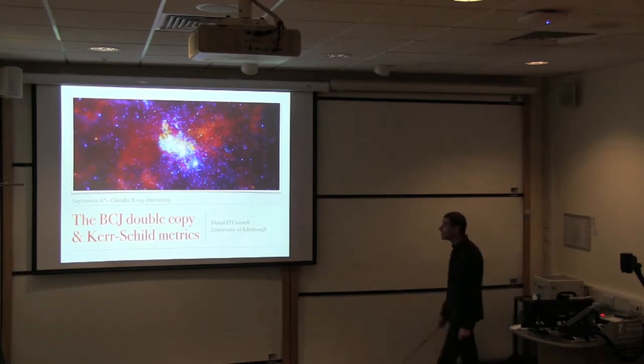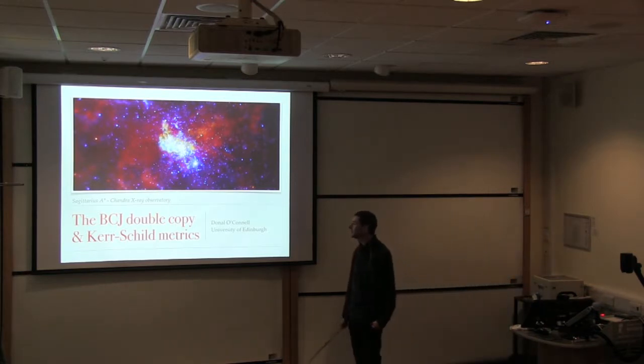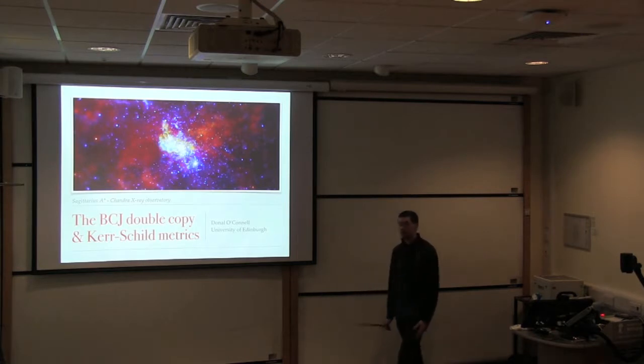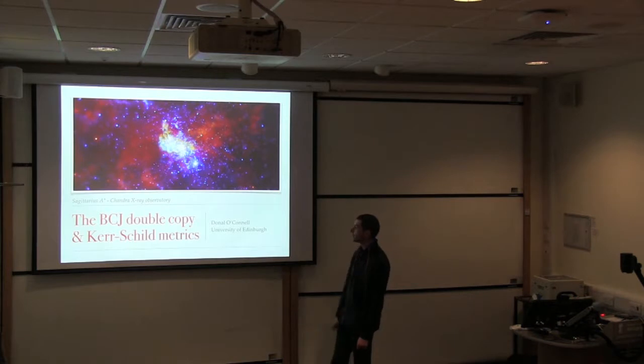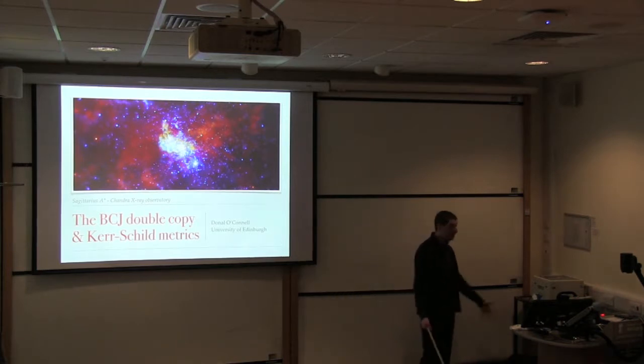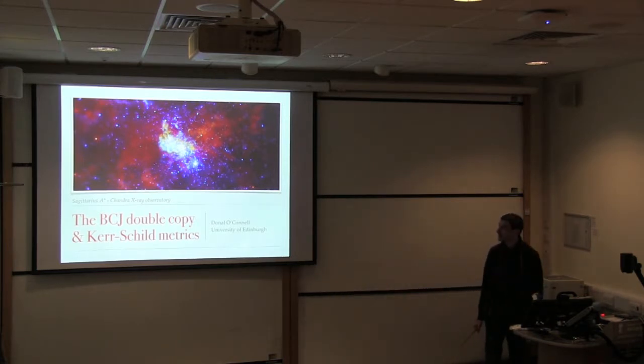So today I'm going to talk about some work I've been doing on the BCJ story, the BCJ double copy, and Kerr-Schild metrics, which are a particular class of space-time metrics.